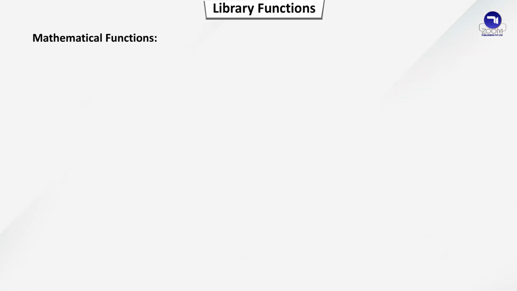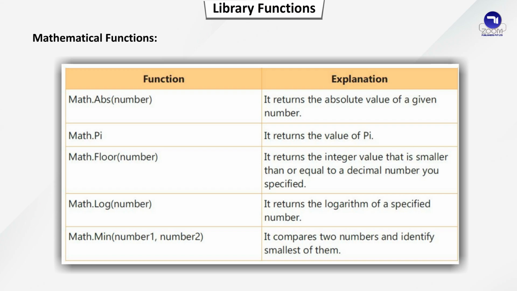Mathematical functions. Function. Explanation. Math.Abs(number). It returns the absolute value of a given number. Math.Pi. It returns the value of pi. Math.Floor(number). It returns the integer value that is smaller than or equal to a decimal number you specified. Math.Log(number). It returns the logarithm of a specified number.